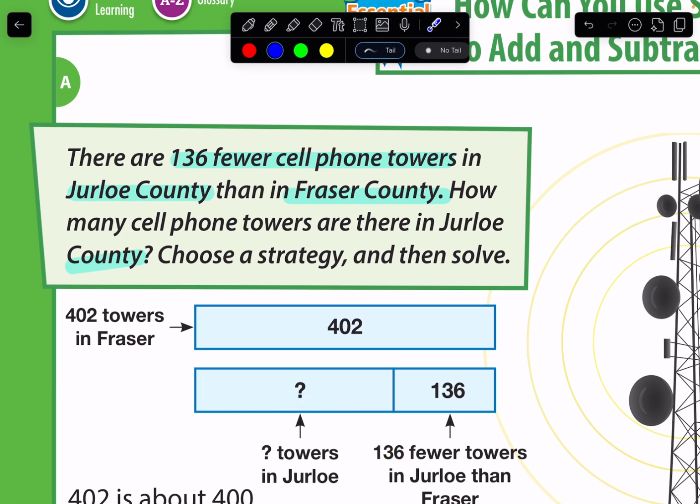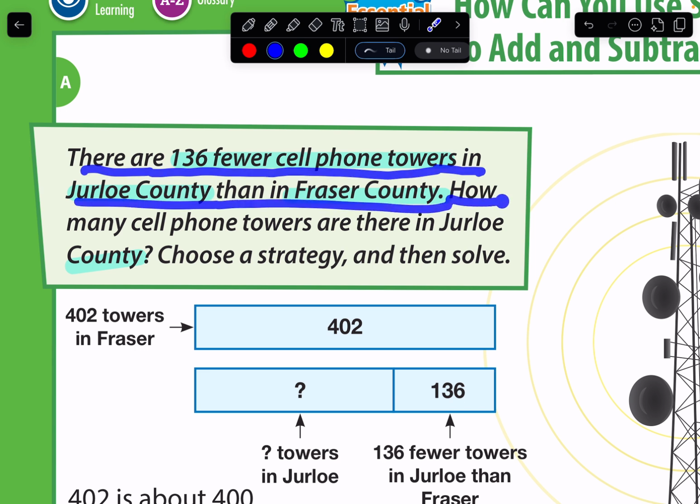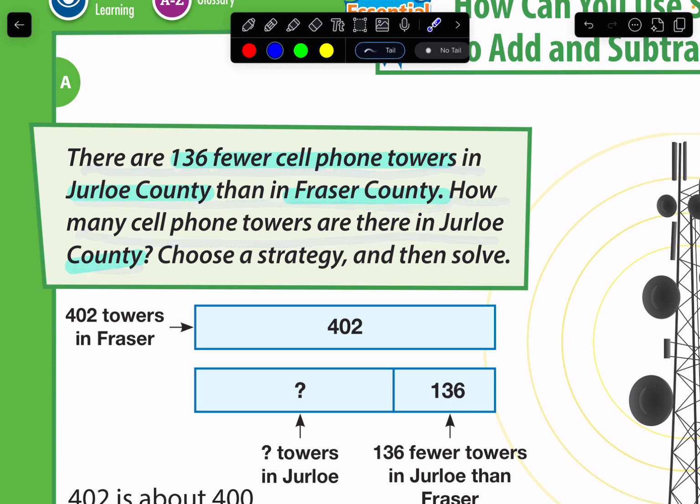Let's read the problem and see what we can find out here. There are 136 fewer phone towers in Jerlo County than in Fraser County. How many cell phone towers are there in Jerlo County? Choose a strategy and then solve. I want you to try this one by yourself first. Pause the video, and when you have an answer, or you're so stuck you can't move on, then we can replay the video. Go ahead.